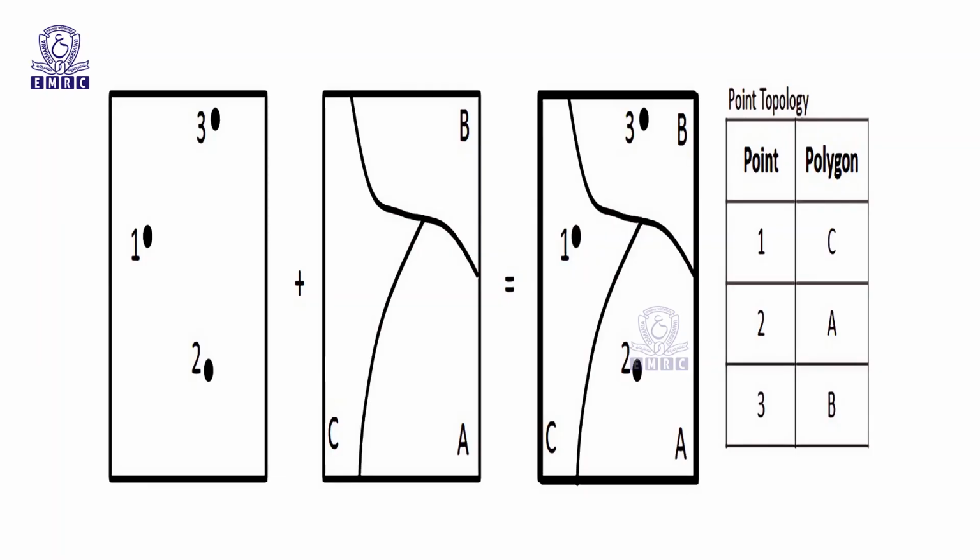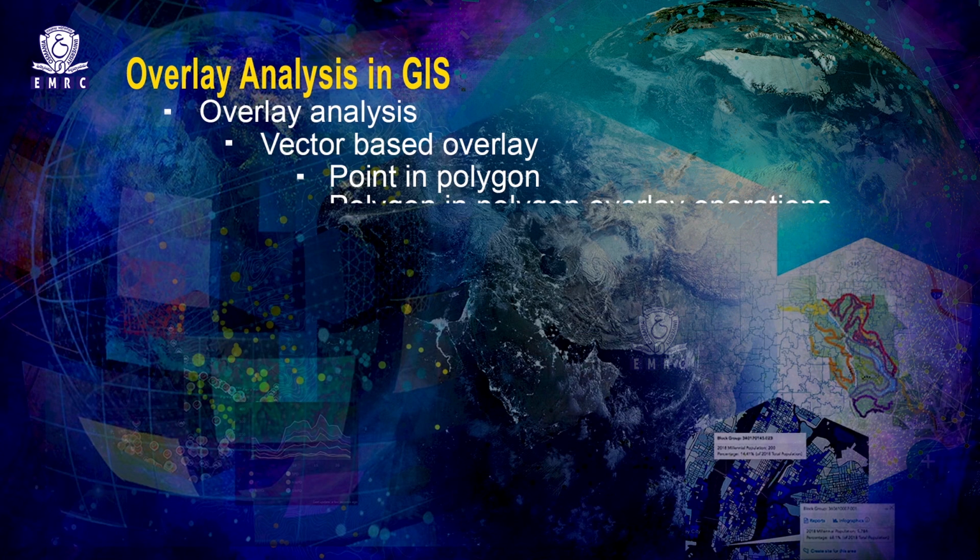It helps in formulating hypotheses about the spatial relationships between the occurrence of the points and the attributes of the polygon. This kind of overlay operation can also be used to calculate the number of points located in each of the polygons.